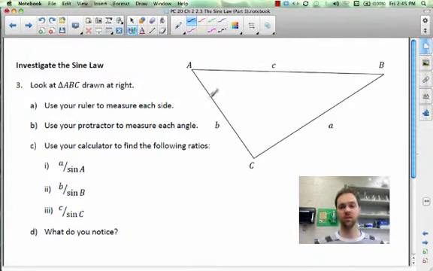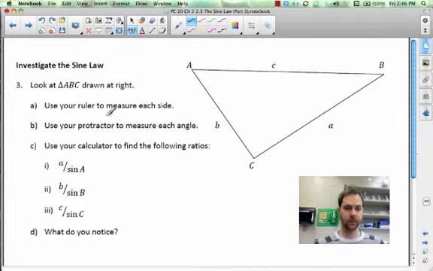Investigate the sine law. Now this investigation is for you to do on your own. You need a ruler, and you need a protractor. So hopefully I remembered to lend you one so you could take them home and do this when you watch the video. If I didn't, then you can give me a hard time tomorrow.